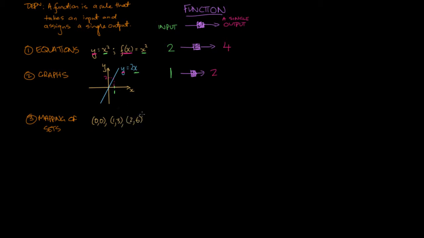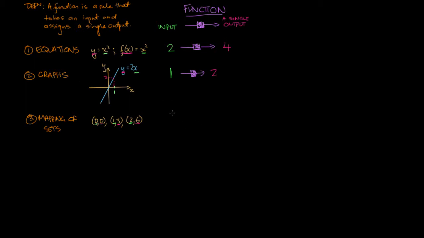So what these pairs do, they say that for any particular inputs here, we'll call them x's. So if you give me an input 1, then this rule says that the output will be 3. Or if you give me an input of 0, the output will be 0. If you give me an input of 2, the output will be 6.